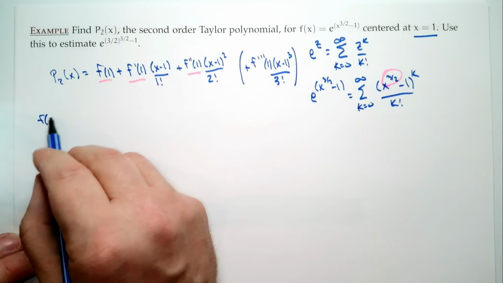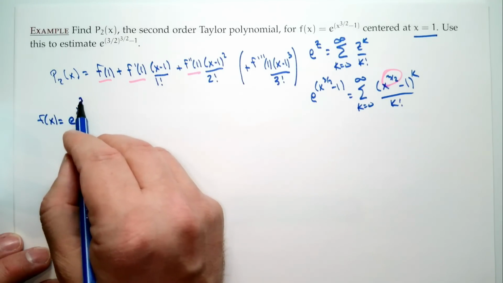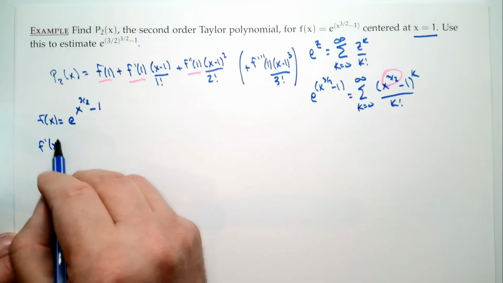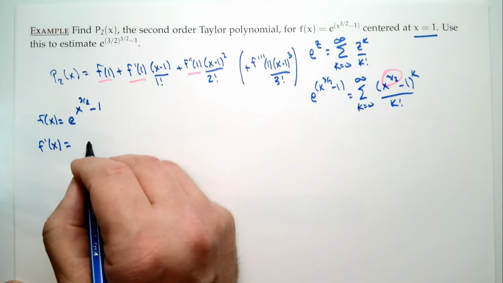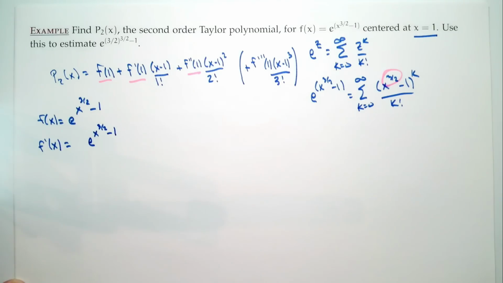So we have our function f of x is e to the x to the 3 halves minus 1. We take our first derivative, f prime of x. What's our derivative? Well, it's e to something. So the derivative of e to something is e to that something. Then what do you do?